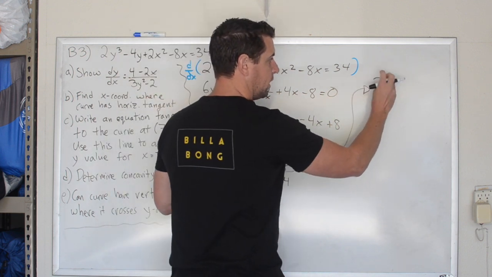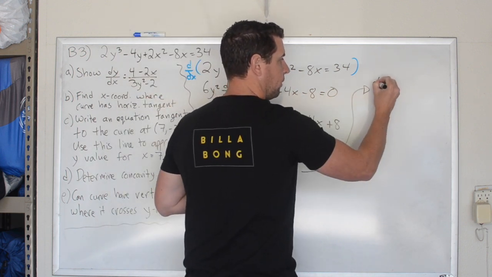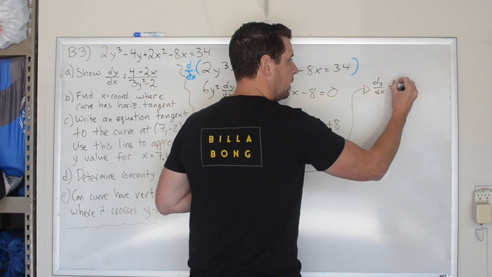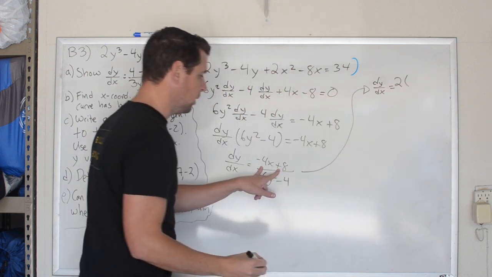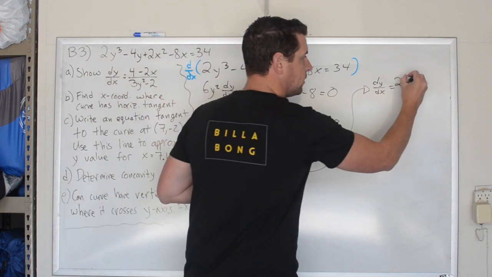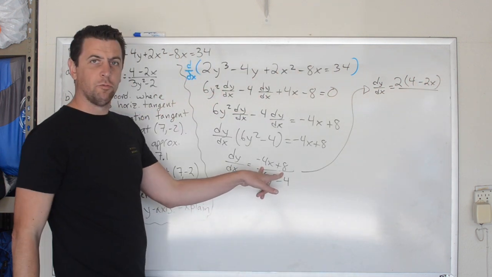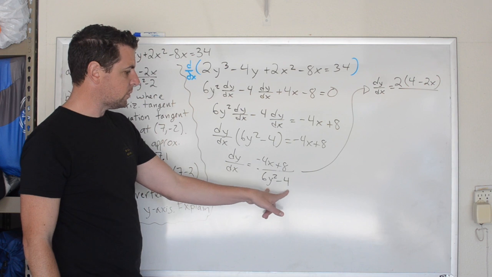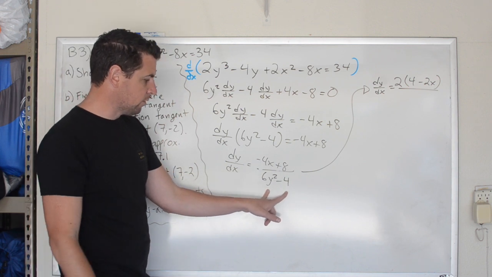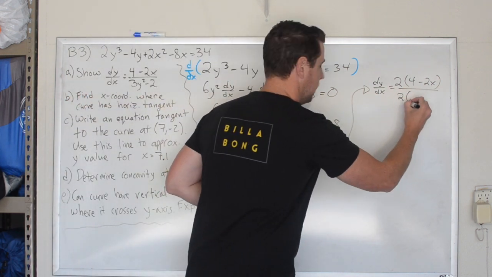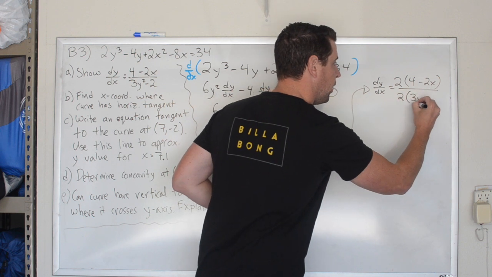So I have dy dx equals, I factor a 2 out, and then I have 4 minus 2x. Notice all I did was just reorder those terms. And down here, I can factor a 2 out. And I get 3y squared minus 2.